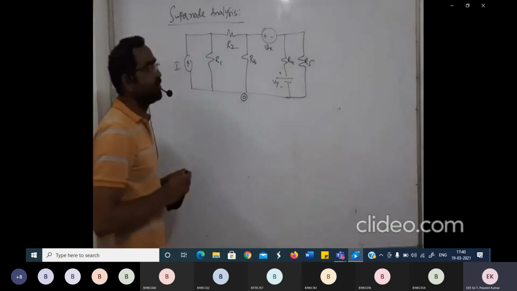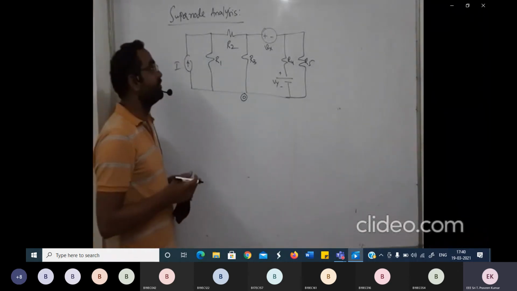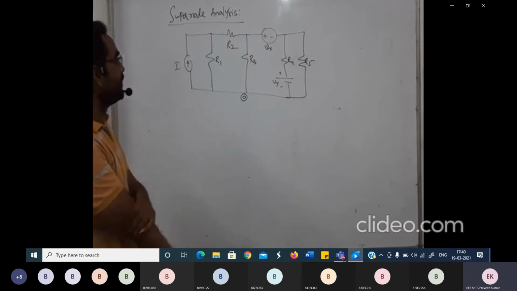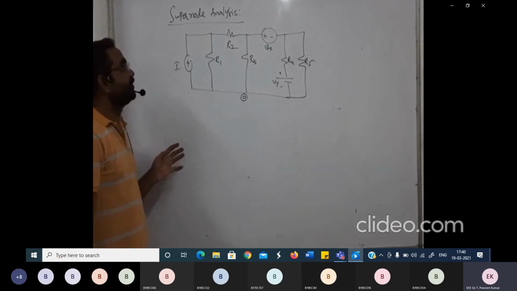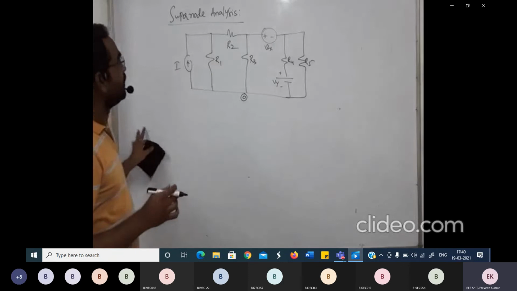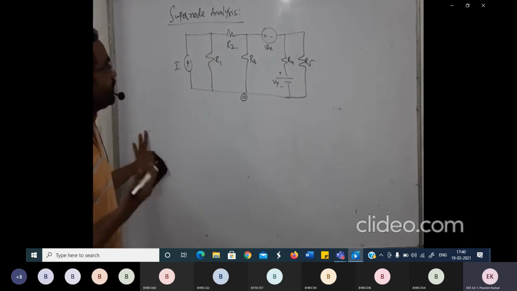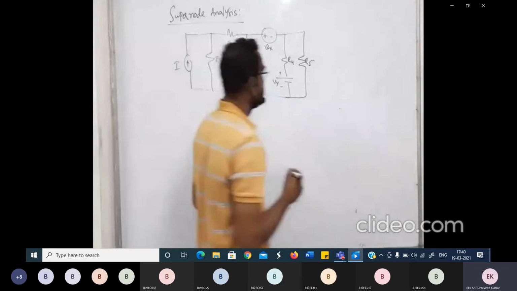So let us see the next topic. What we have seen so far in today's class is nodal analysis. Two problems we have seen on the nodal analysis. Now let us go for what is a super node analysis. Just like super mesh analysis, we also go with super node analysis. Now what is a super node actually?